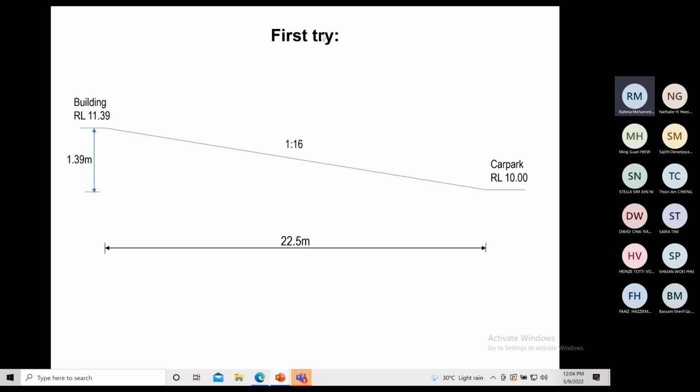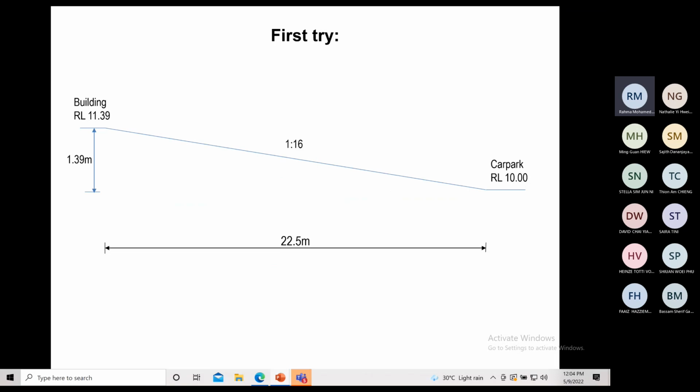So for example, you had your first trial. We all know our building level is 11.39 and our car park is at 10 meters, right? Then when we minus, we get the vertical distance to be 1.39. Then when you calculate the ratio based on this horizontal distance and vertical distance, the ratio is 1 to 16. And a point of reminder, the gradient has to be in whole numbers. I believe when you calculated, you got around 16 point something, so you have to keep it in whole numbers.